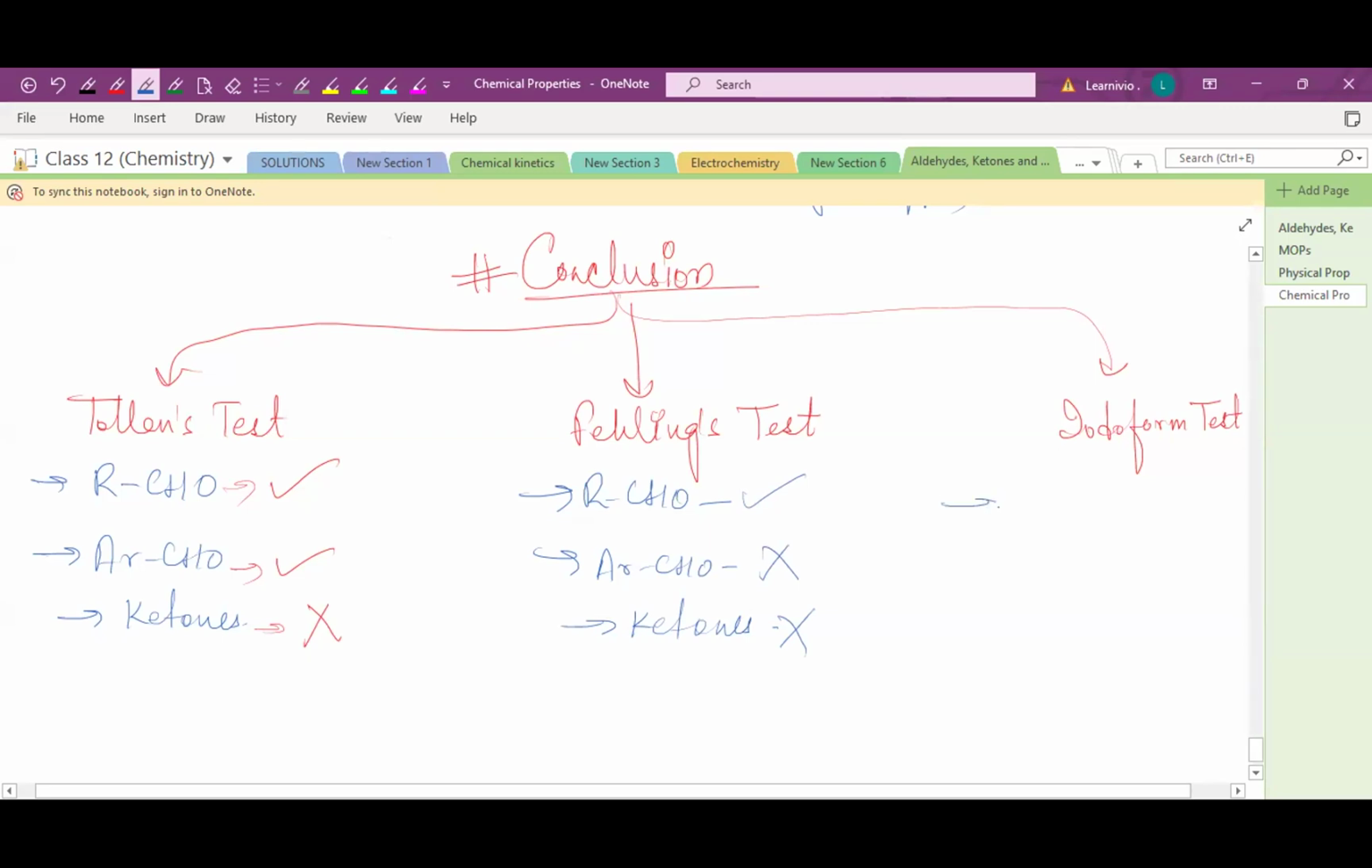Next, for the iodoform test. Iodoform test can be given by both aldehyde and ketone, but the condition is the presence of this group. CH3CO group should be present. And here, any group can be attached: hydrogen, your alkyl group, or it could be a benzene ring, right? So this group should be there. If this group is there in your compound, then the iodoform test will be positive. Clear to everyone? Yes, ma'am.